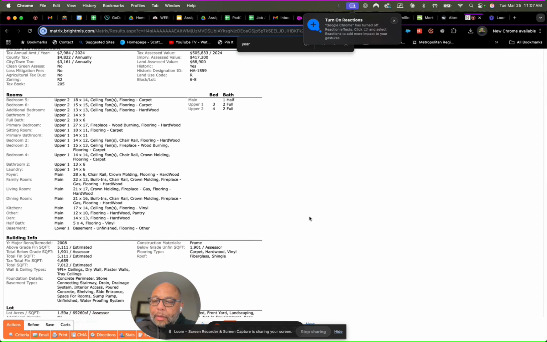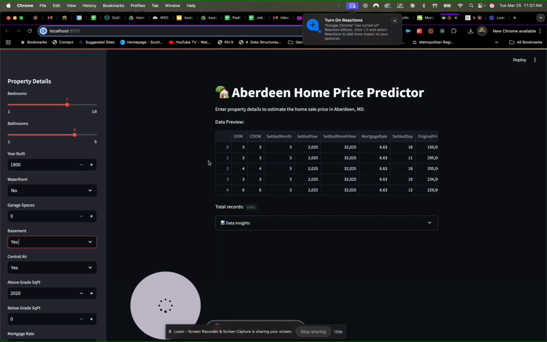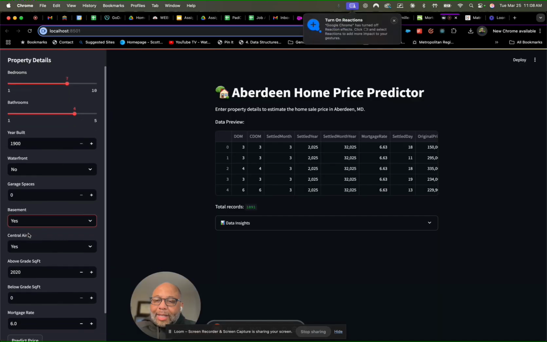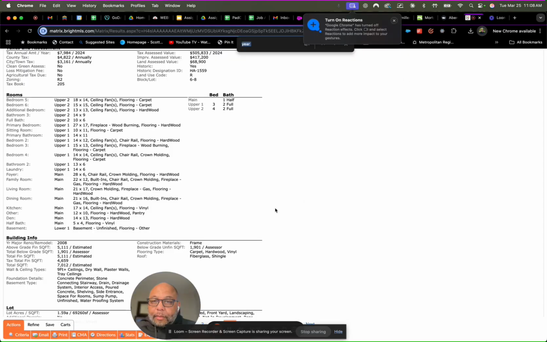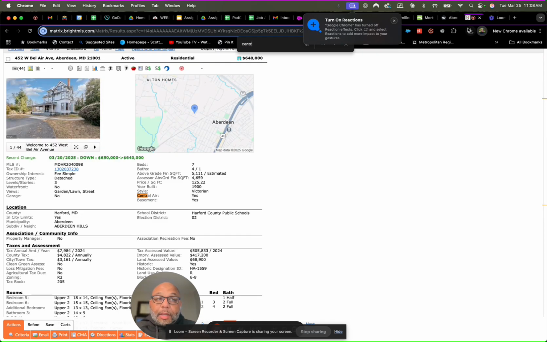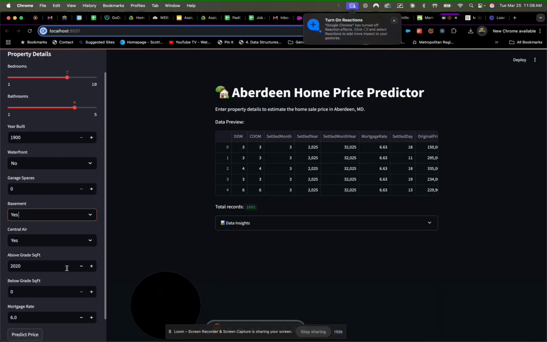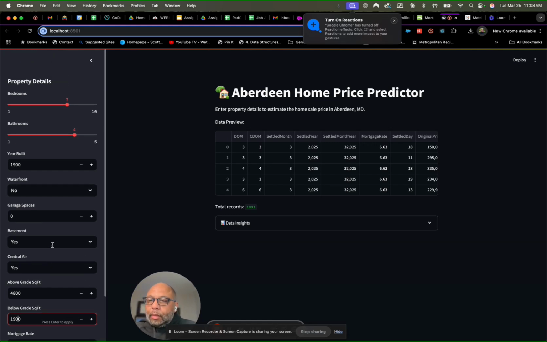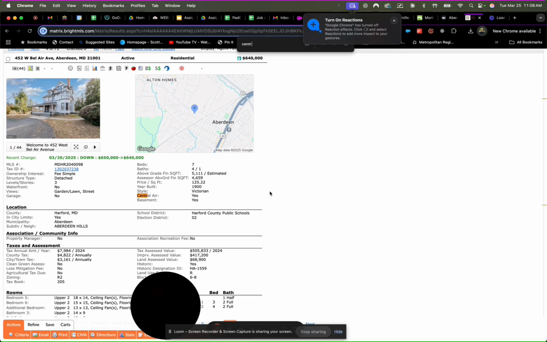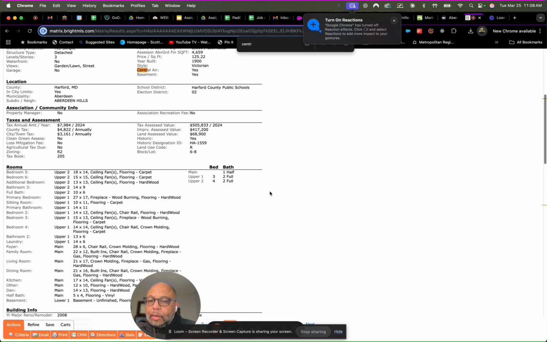Basement square foot, 1900. So it's a big old basement down there. They probably dug that after it was originally built. Central air. Yes, there's central air in there. Oops. 4,800. 1900 below grade. Is that right? 4,659 and 1900.